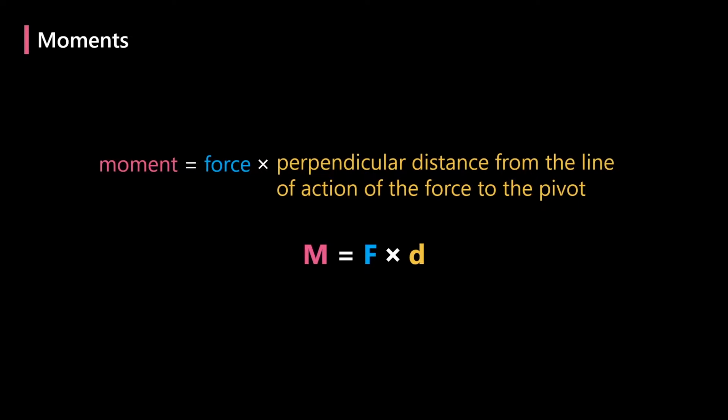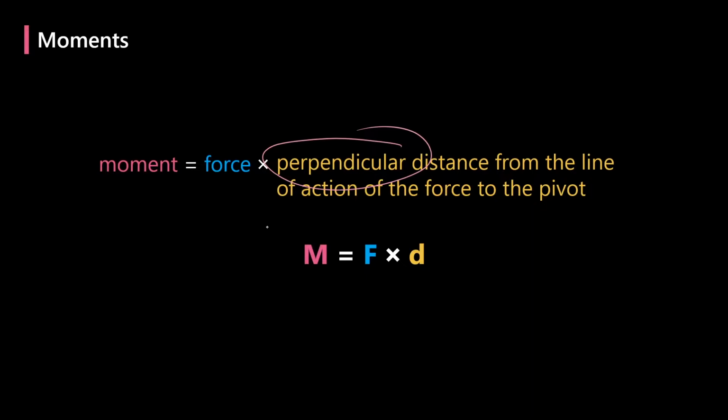In terms of maths, we can define the moment as the force multiplied by the perpendicular distance from the line of action of the force to the pivot. Now, it's not as complicated as it sounds. In symbol terms, we just say that M is equal to F multiplied by d. Remember, it has to be the perpendicular distance.